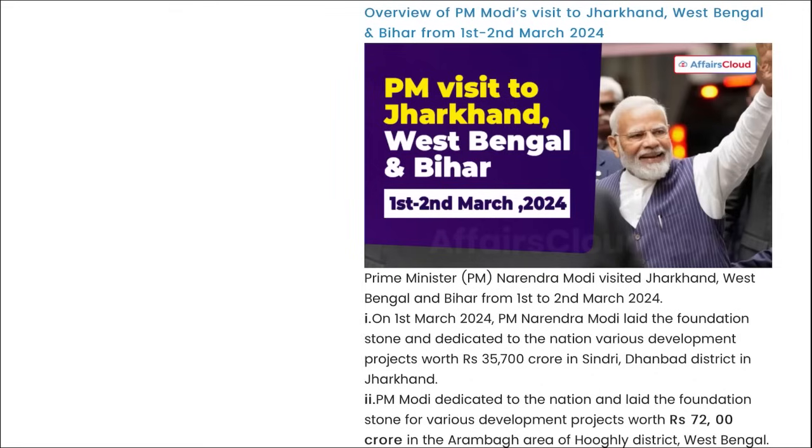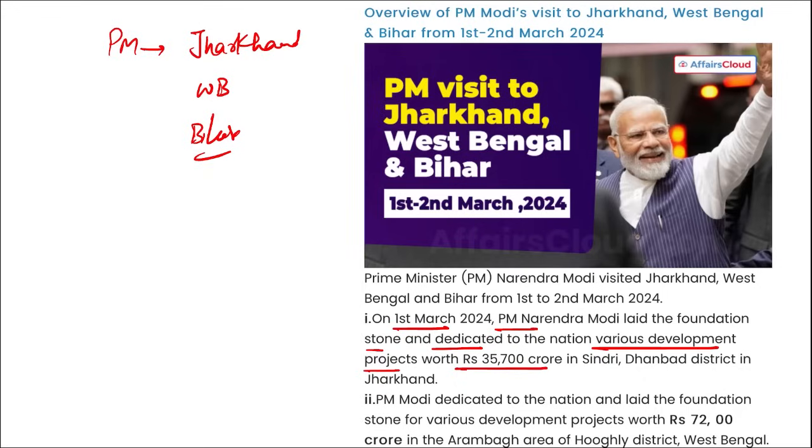event. Moving on. Next, remember, PM Narendra Modi visited Jharkhand, West Bengal and Bihar. Right? And if we look at this, on 1st of March, PM Narendra Modi laid the foundation stone and dedicated to the nation various development projects worth 35,000 crore rupees in Dhanbad district of Jharkhand. Then he dedicated to the nation and laid the foundation stone of various development projects worth 72,000 crore rupees in the Hooghly district of West Bengal. Correct?